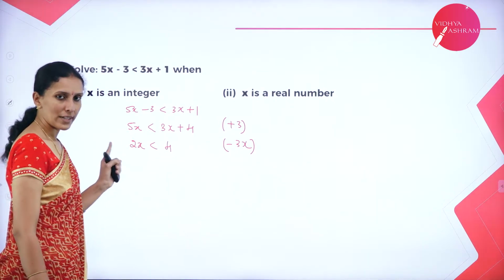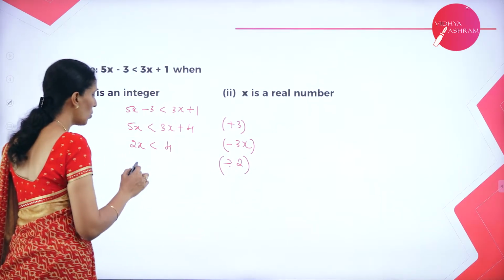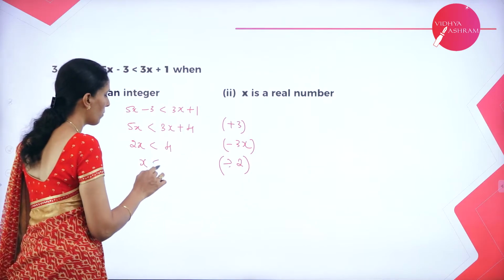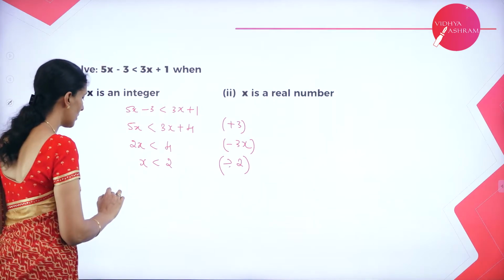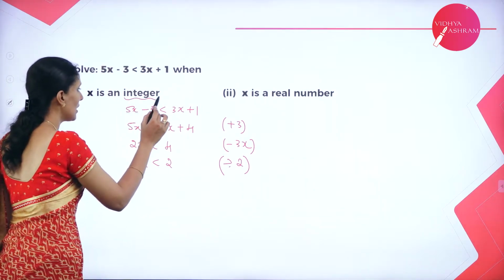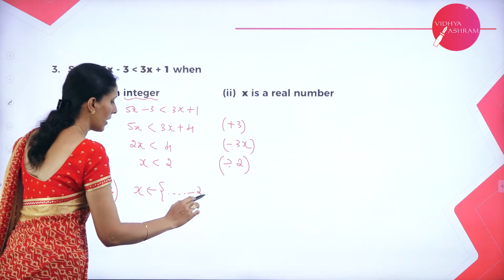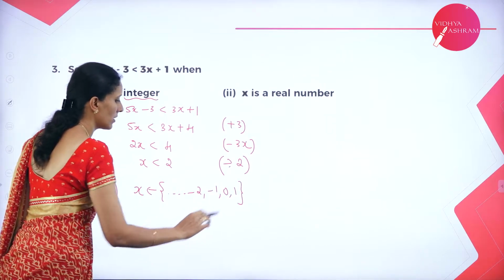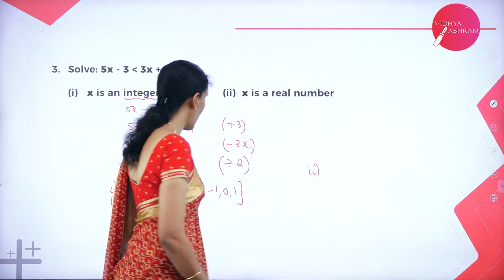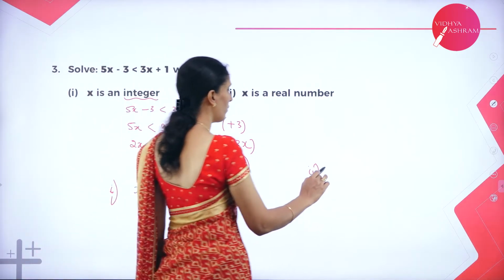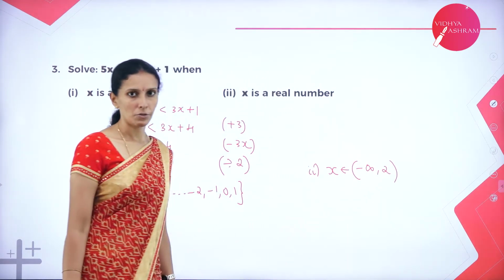Now, I need the value for x. I don't need 2 multiplied with x, so I'll divide by 2 on both sides. 2 by 2 is 1, 4 by 2 is 2. So, x less than 2 is the solution. Now, here comes the solution set. X is an integer which is less than 2, means x belongs to minus 2, minus 1, 0 and 1. So, this will be the solution set for x as an integer. Again, for the real number, it can take all the values less than 2. So, therefore, x belongs to the interval (minus infinity, 2). This is the solution set.